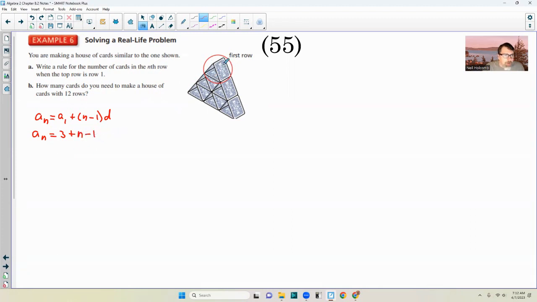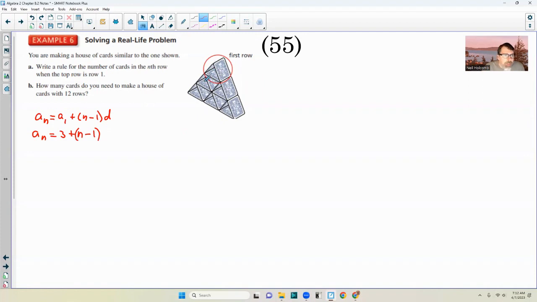Okay, my first row has 3 in it, and each row is going to be a common difference of 3. So I'm also going to put a 3 in there. Substitute 3 for a sub 1 and 3 for d, because starting with the top row, the number of cards in the row are 3, 6, 9, 12. These numbers form an arithmetic sequence with the first term of 3 and a common difference of 3.